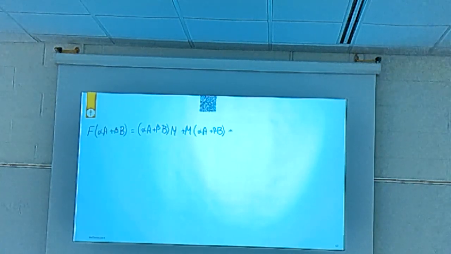Now think way back to day number 2, January 23rd, I believe that was, and your properties of matrices. Matrix multiplication distributes from the left, which is that second one, and distributes from the right, which is the first one.